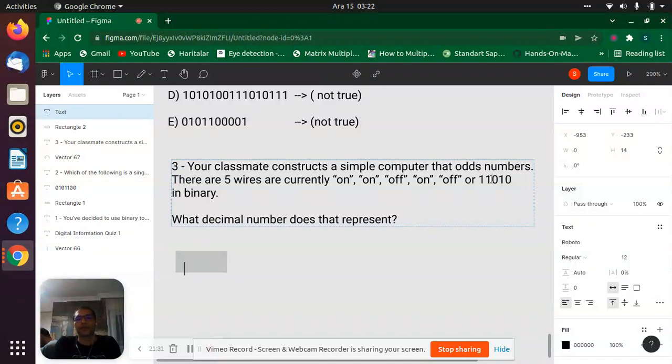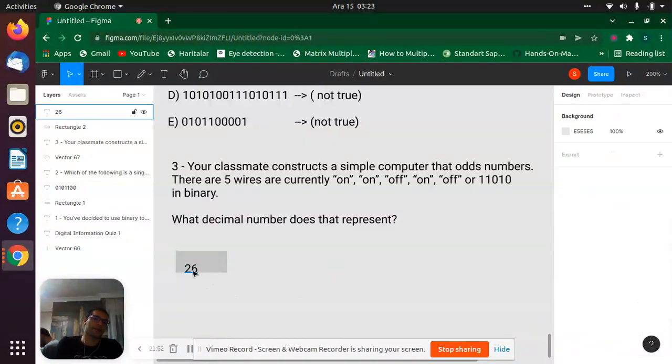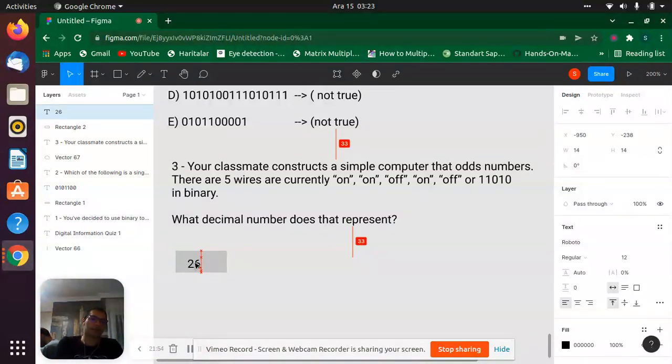So we know 24, then we have 2 here, okay? So 2 times 1, it's 2. 24 plus 2 will be 26, and we have 0 here already, so it's 26. So our answer has to be 26. Okay, this one is the true answer here.